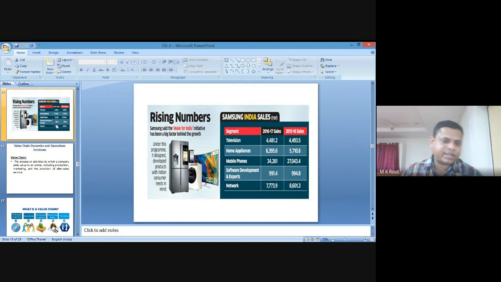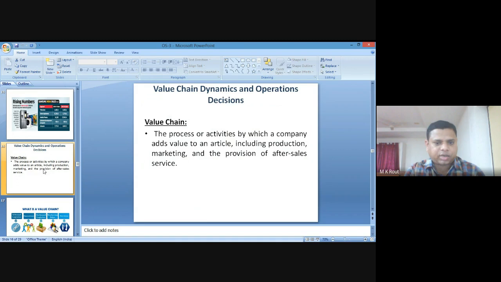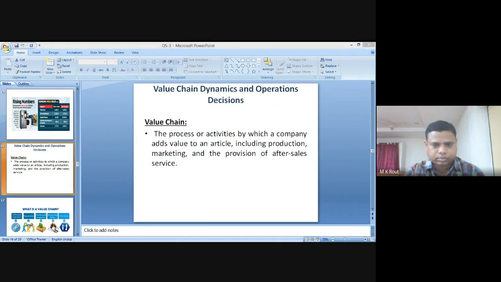There is no taxation to be paid from the Samsung point of view. That is why foreign companies like Samsung, or if you think about Apple, are likely to introduce their own R&D center in India under this flagship of the Make in India concept. Under this program, it is designed to develop products with Indian consumer needs in mind. That is the particular concept. Then today's topic is done. Any doubt from your side? You can ask. Yes, sir.